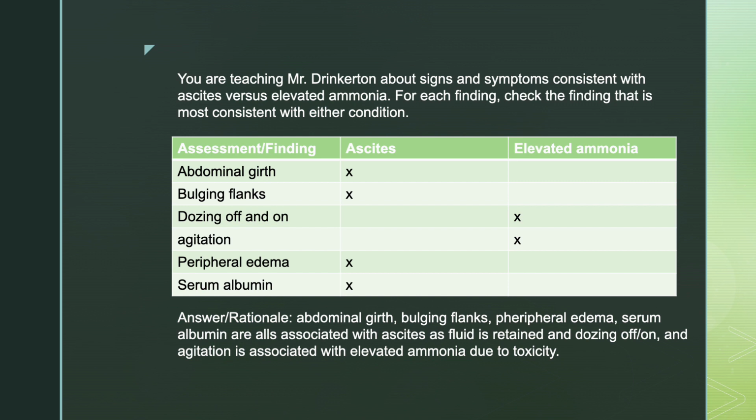So you were teaching Mr. Drinkerton about signs and symptoms consistent with ascites versus elevated ammonia. For each finding, check the finding that is most consistent with either condition. So the answer and rationale here is that abdominal girth, bulging flanks, peripheral edema, serum albumin are all associated with ascites as fluid is retained, and dozing off and on and agitation is associated with elevated ammonia due to the toxicity.